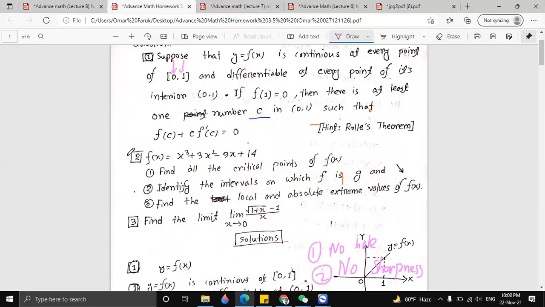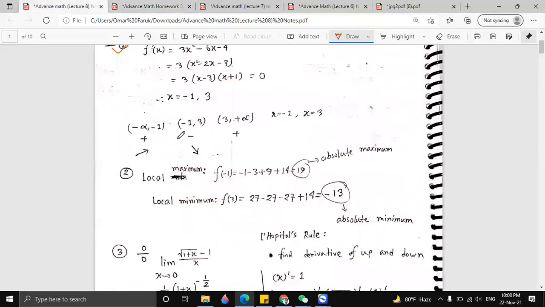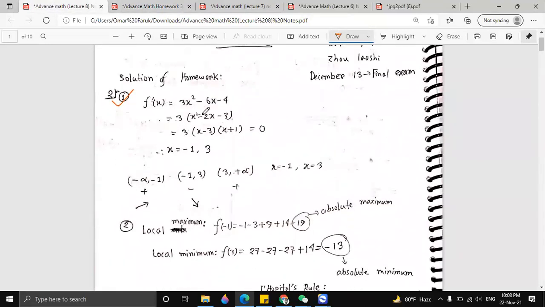So number 1, find all the critical points of f(x). We know that critical points occur where f'(x) is equal to 0. Or, critical points can also be found where f'(x) is undefined. And number 3, the endpoint values.